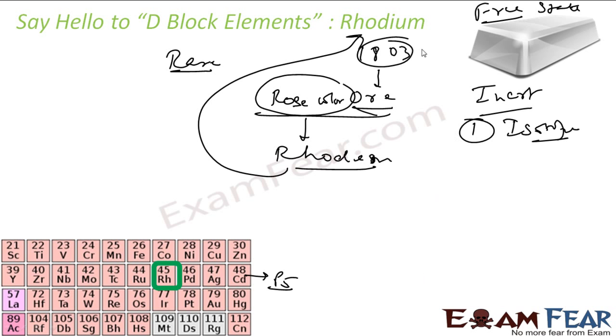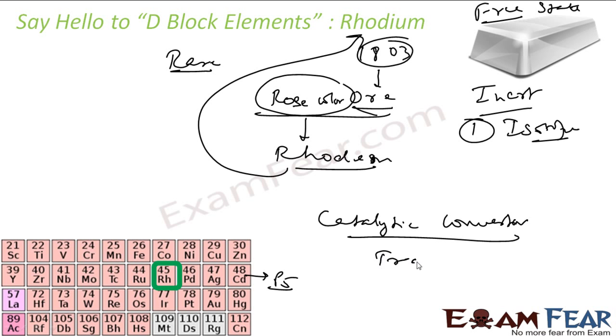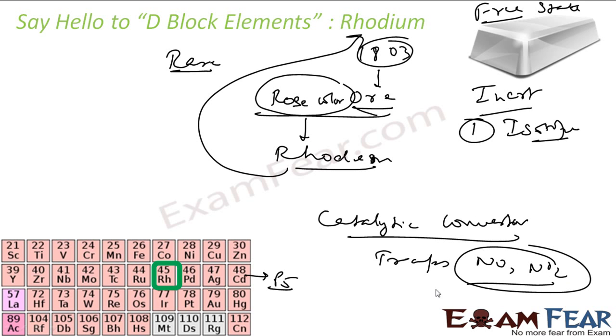Okay, and the main use of rhodium is in the catalytic converter in cars. This rhodium actually traps nitrogen oxide, nitrogen dioxide gases, and other gases also. Since it traps these harmful gases, it is used as a catalytic converter in the car.